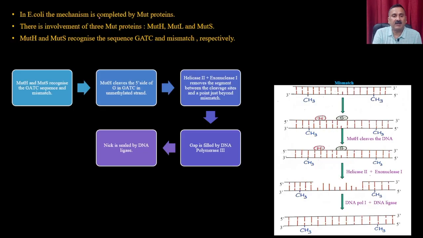And then in E. coli, the mechanism is completed by the Mut proteins. There is an involvement of 3 Mut proteins: MutH, MutL and MutS. MutH and MutL recognize the sequence GATC and the mismatch respectively.